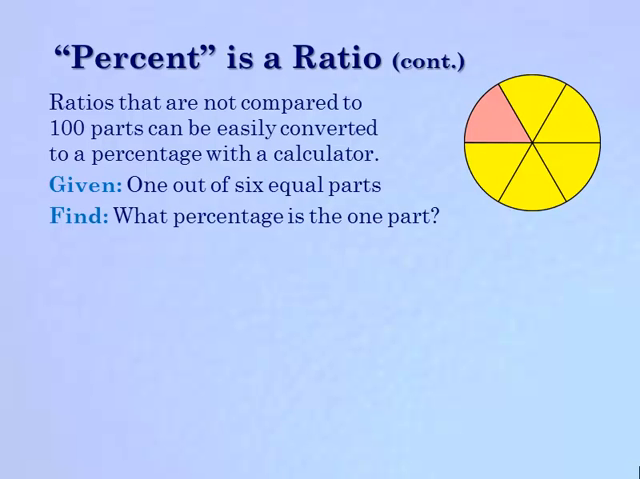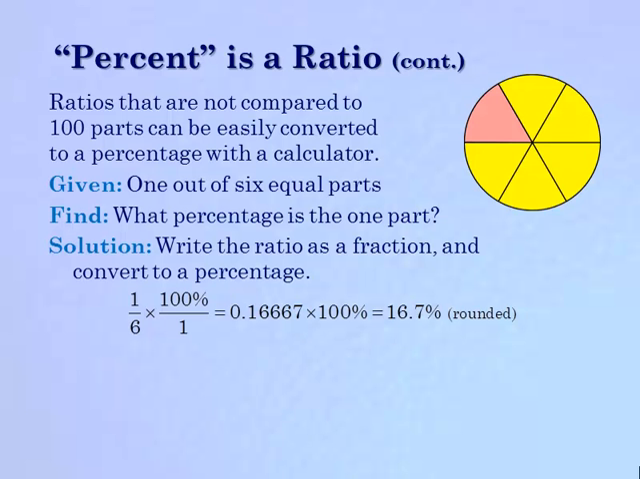Percents are pretty easy to work with, but you don't always have ratios that are compared to 100. Sometimes the ratios are compared to other numbers of equal parts. So, for example, suppose we have 1 out of 6 equal parts. What percentage is the one part?